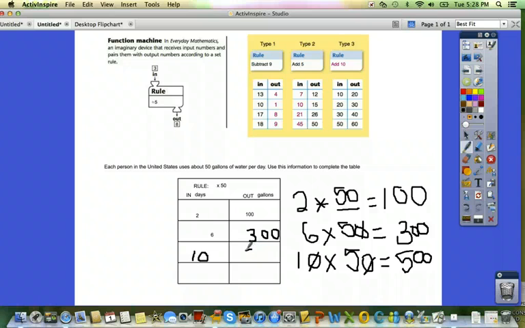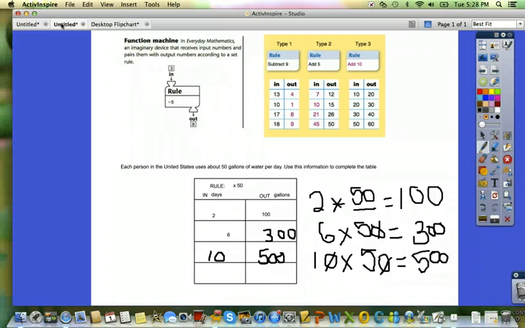So I know in 10 days, the average person in the United States will use 500 gallons of water in 10 days. Wow, that is an awful lot. This kind of makes me wonder, maybe we can think about ways in class that we can conserve water to lower our number of gallons each day. That might be something we could talk about in science.